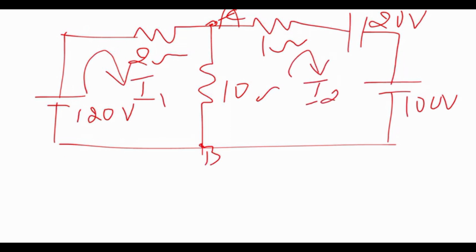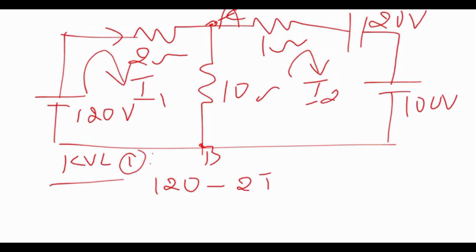Now by applying KVL for the first loop, clockwise we are traveling minus to plus, so the voltage will be positive 120. Then minus, here we should assume the current direction, so the voltage drop is always negative, that is minus 2 I1 minus 10.